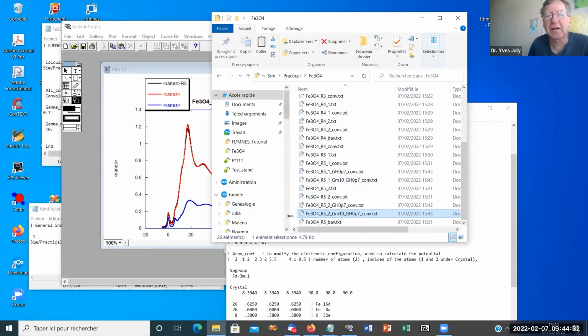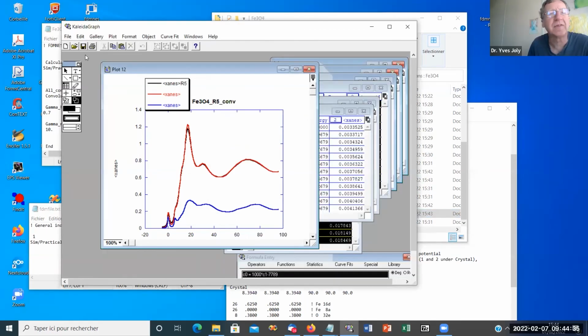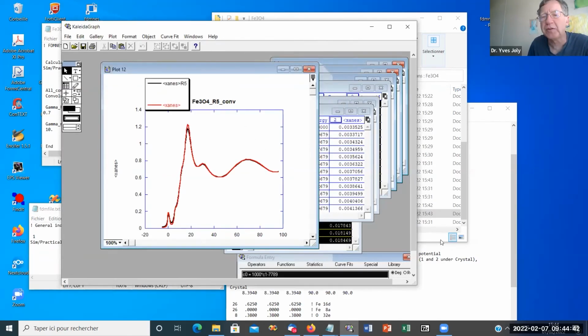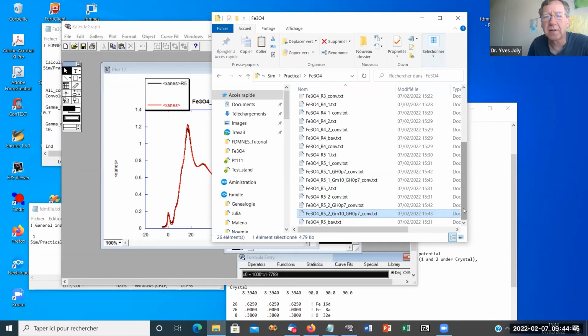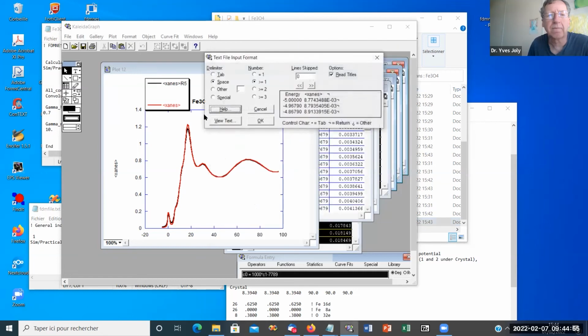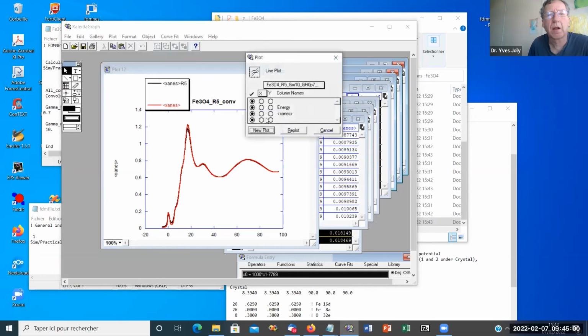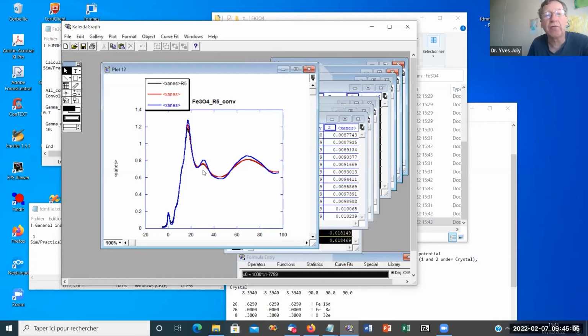No, it's not. It's the output only for the tetrahedron, because there is the _2 in the name, so it's not the total. It's this one. Okay, so it's less convoluted, as you can see in this part.